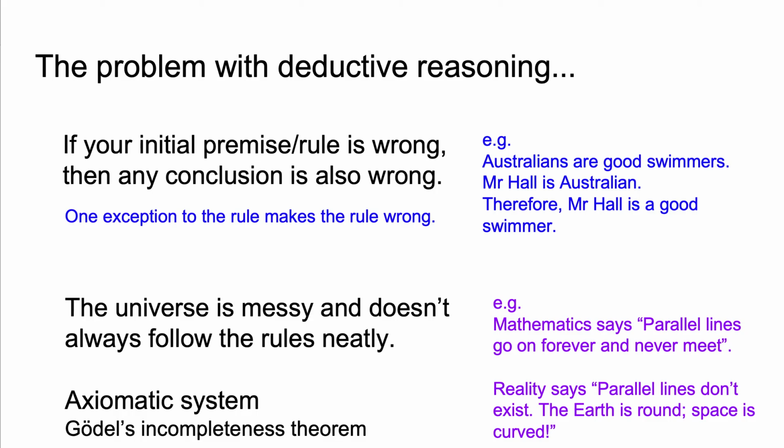Okay. The other thing is that the universe is messy and doesn't always follow the rules neatly. For example, mathematicians say parallel lines go on forever and never meet. Well, that's not really true, because they're not going to be straight lines forever and ever, because the world is round and space is curved. However, believing that they go on forever and never meet helps us do a lot of analysis of angles and other things like that. That is true and useful.